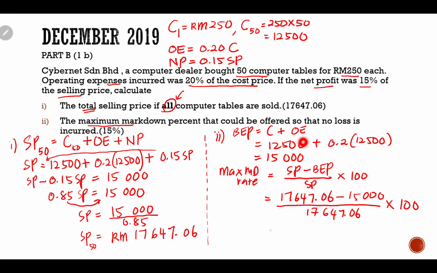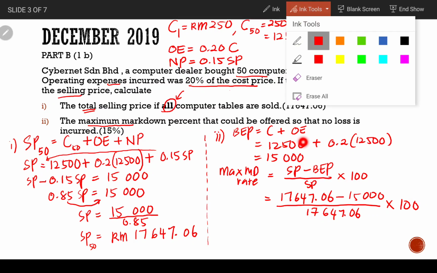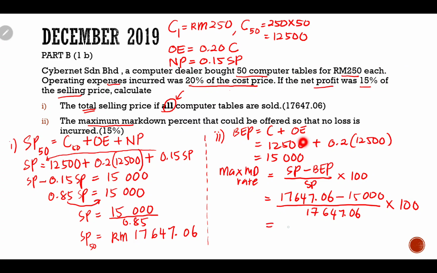Okay, and then you solve for the maximum markdown rate. We have a total of 15%.